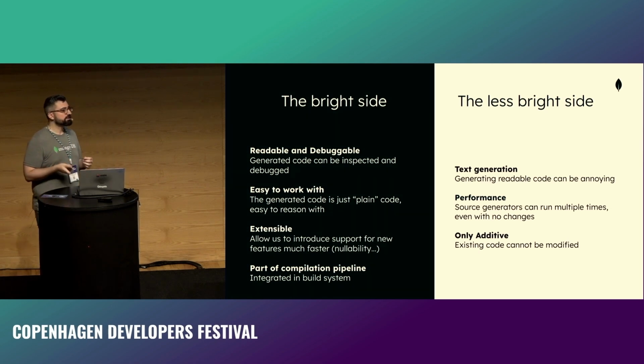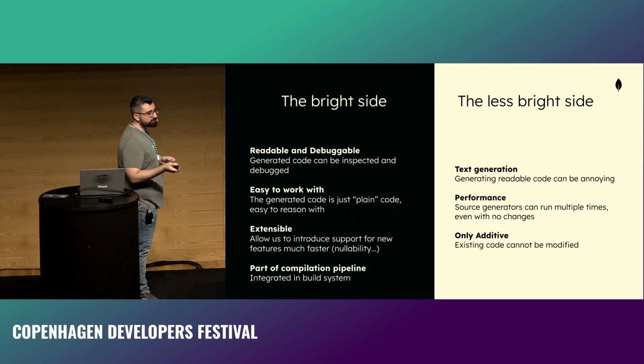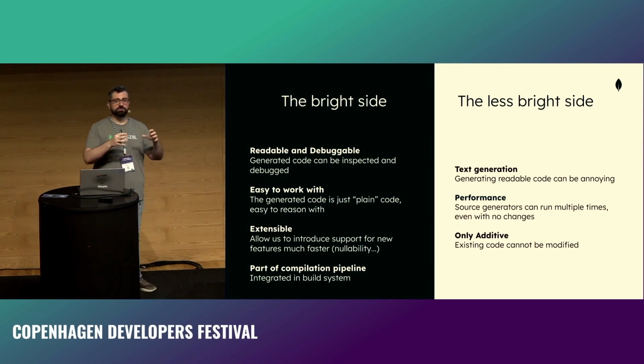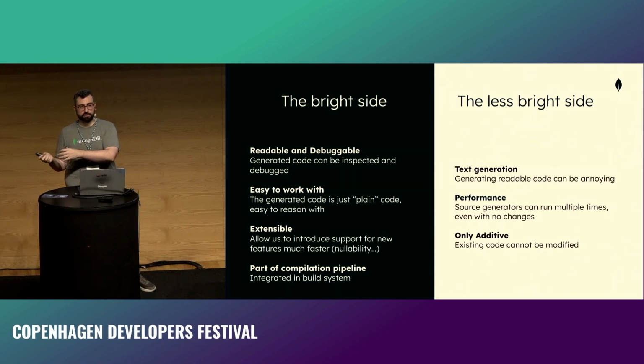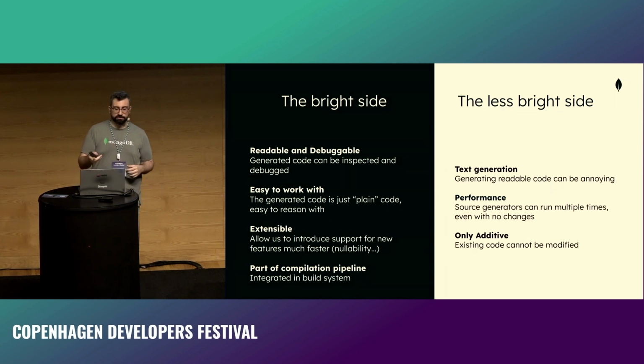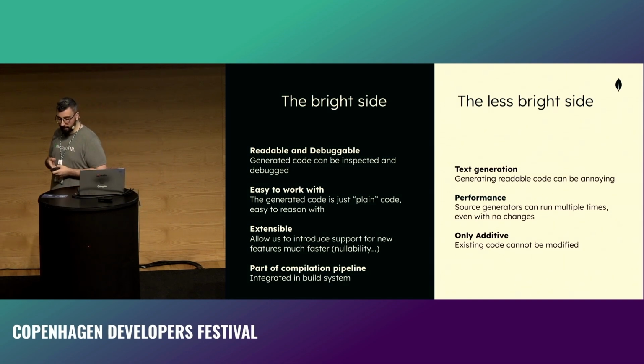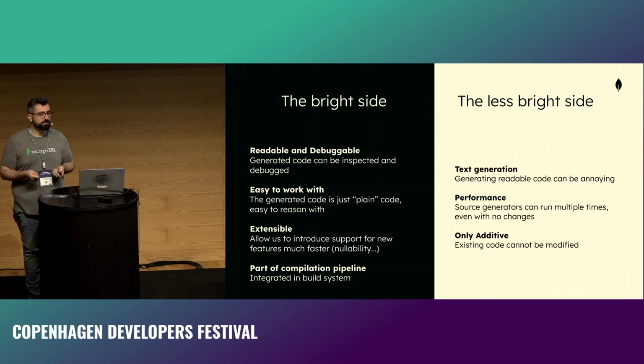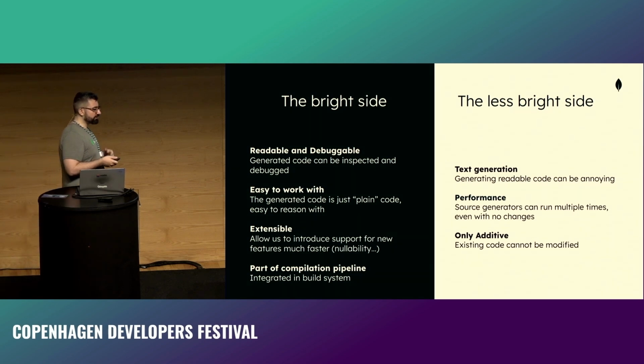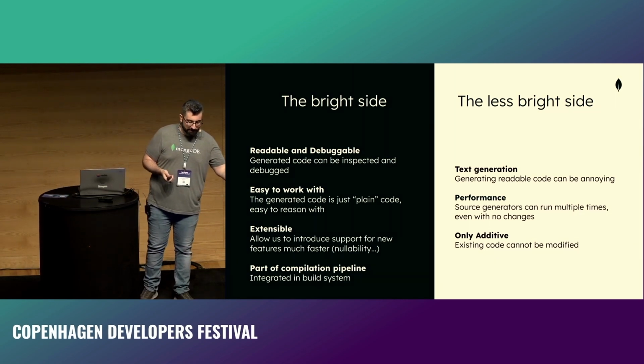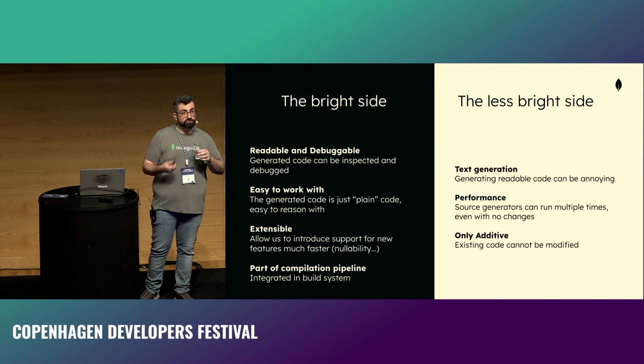There are also, not so new anymore, incremental generators, which are source generators that try to cache some parts of their work. But this becomes much more problematic if you have a source generator in a bigger project. And there is a big issue with source generators, at least for us. The problem is that source generators are only additive. They can only add things. They cannot modify what is already there.